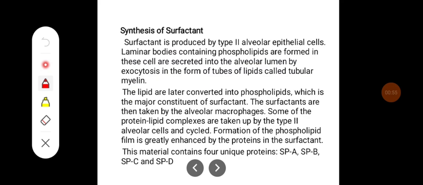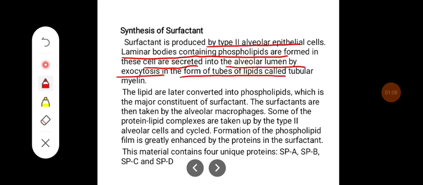Synthesis of surfactant. Surfactant is produced by type 2 alveolar epithelial cells. Laminar bodies containing phospholipids are formed in these cells and are secreted into the alveolar lumen by exocytosis in the form of tubes of lipids called tubular myelin. The lipid is later converted into phospholipids, which is the major constituent of surfactant.